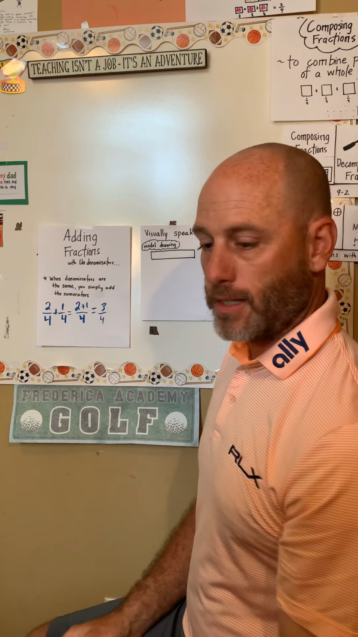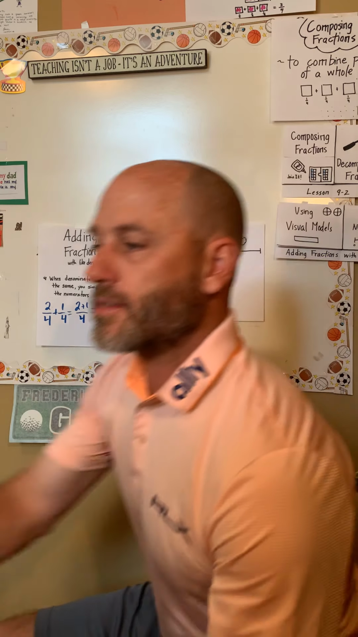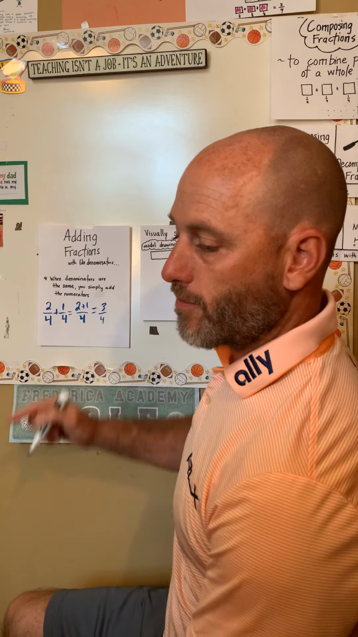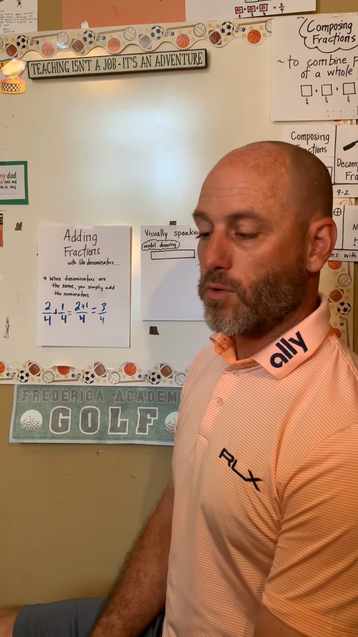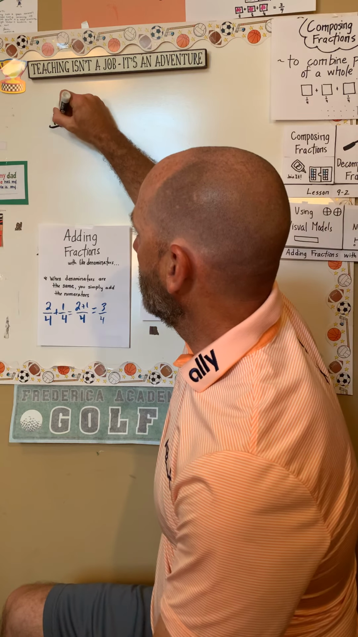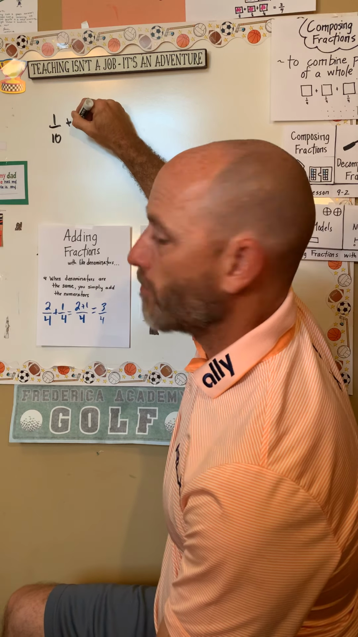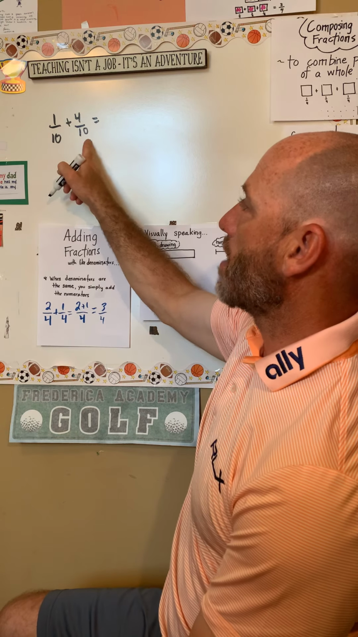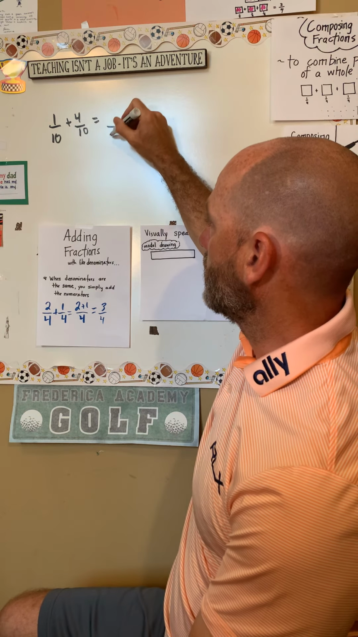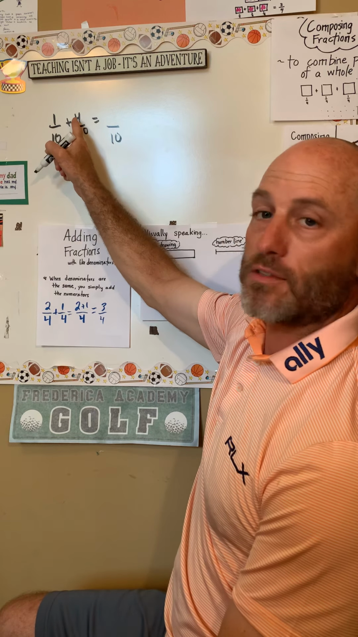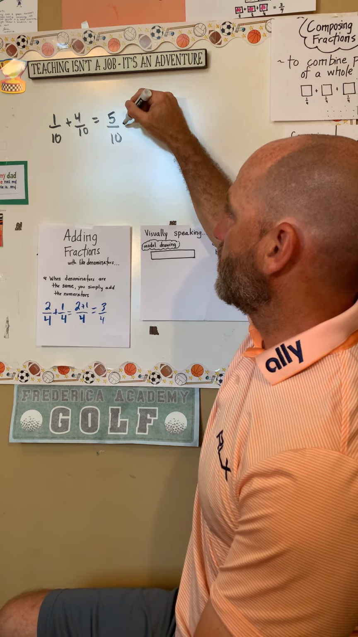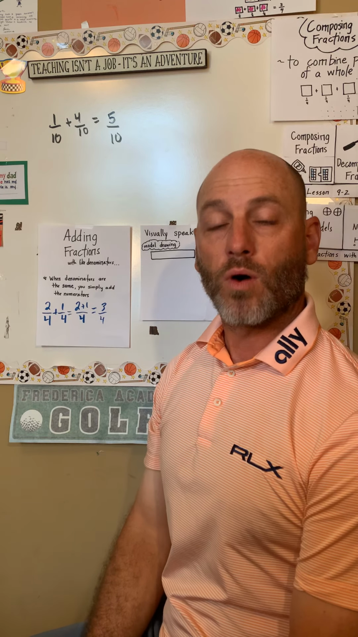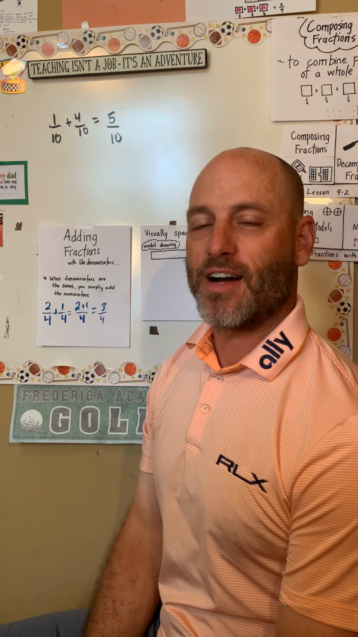All right. Let me see if I can get an expo marker. Again, going to another one. I'm down at number 6 on page 479 up at the top under the guided practice. If we have 1/10 plus 4/10, again, denominators are the same. I'm going to keep them the same. I'll do 1 plus 4 does equal 5. So 1/10 plus 4/10 equals 5/10.